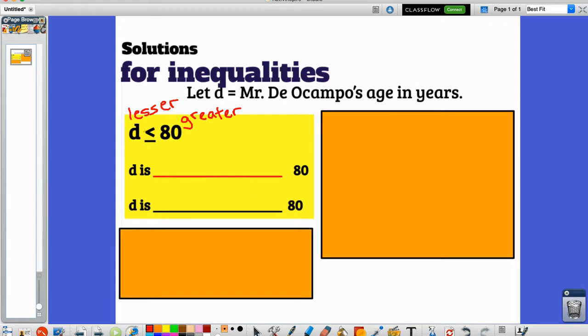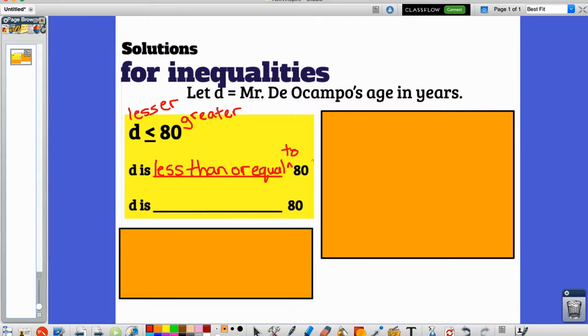So wait a minute. If D is the lesser number, then I know that D is less than 80. All right, I know that for sure. I also know that this line means equal, okay? So I know that D is less than or equal to 80.